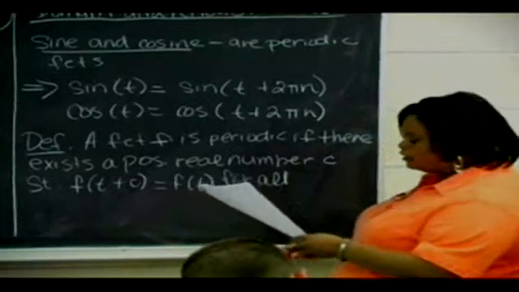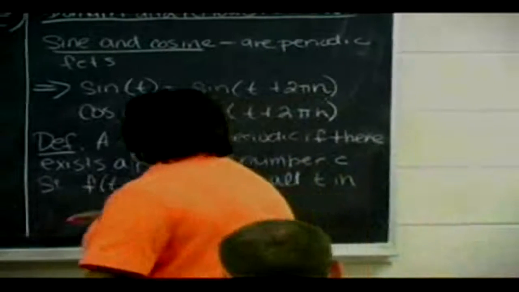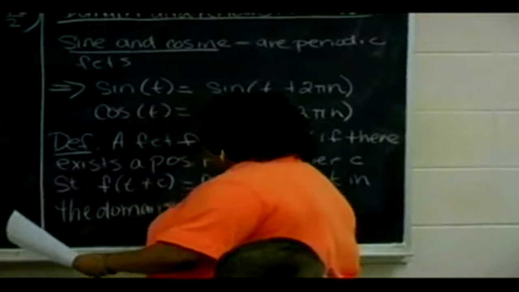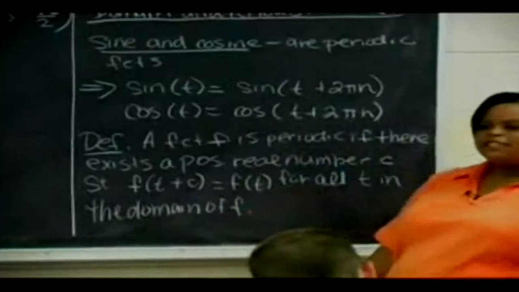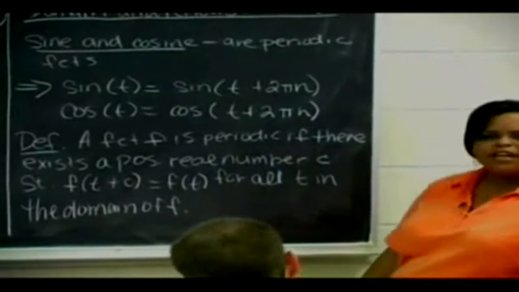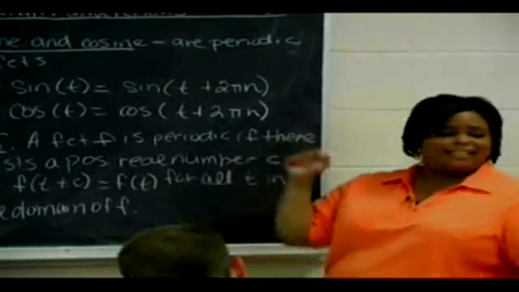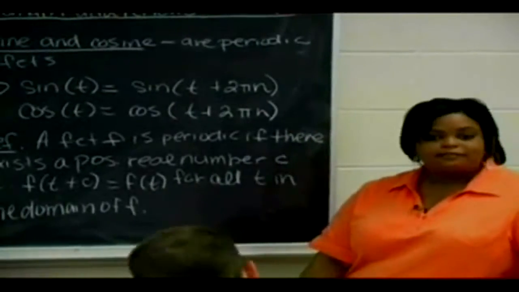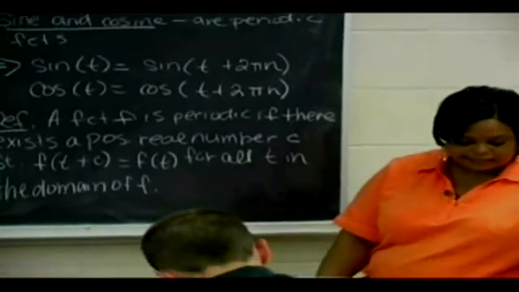For all t in the domain of f. Okay? So what this means is that if there is some number out there, c, such that if I add it to that t and I get the exact same value back, then this function is periodic. Does that make sense? This function is periodic.